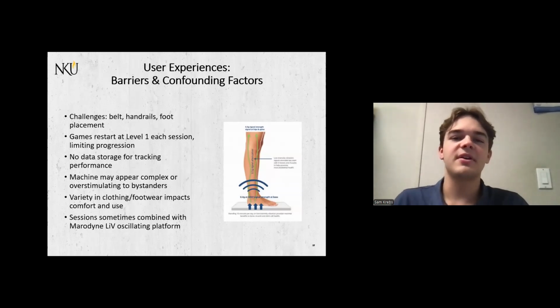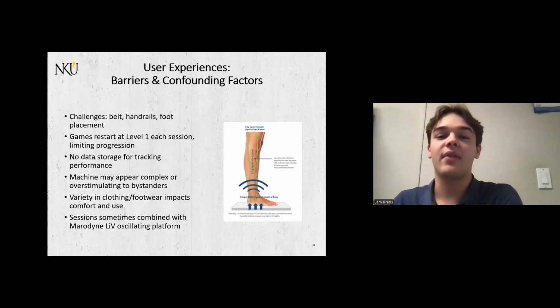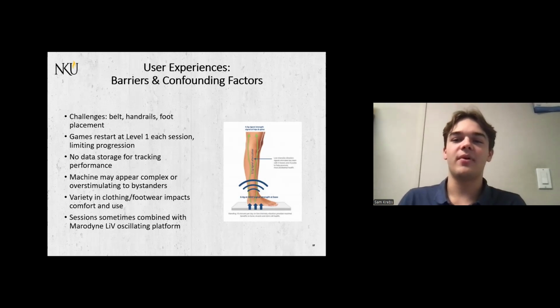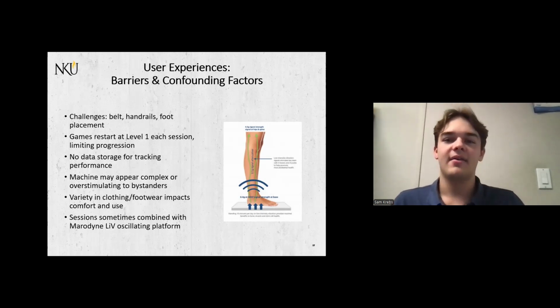So our user experiences, there are some bounding and confounding factors. As I said earlier, there's a lot to keep track of. You need that active feedback with the belt, the handrails, the foot placement. A lot of games will start at level 1, and every session you are going to restart back at level 1. If I do something with someone on Monday and they start at level 1, they're going to start on level 1 again on Friday.